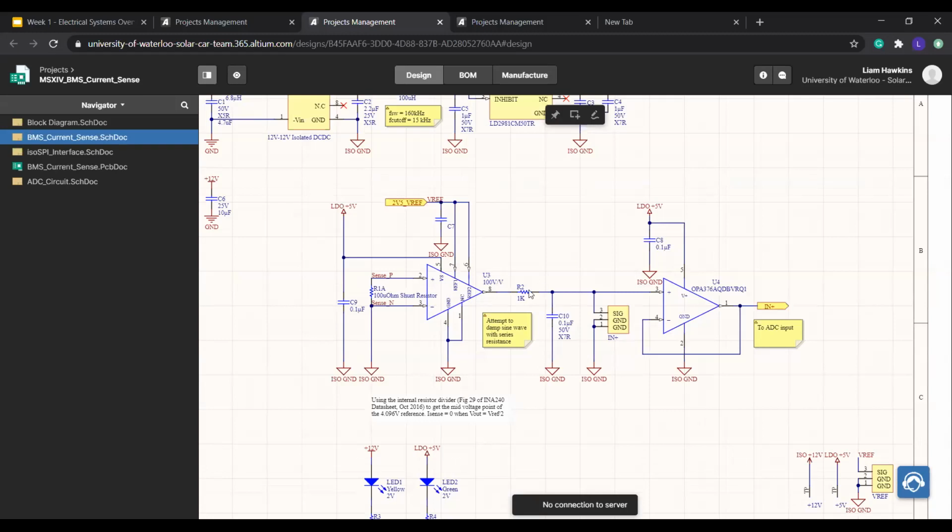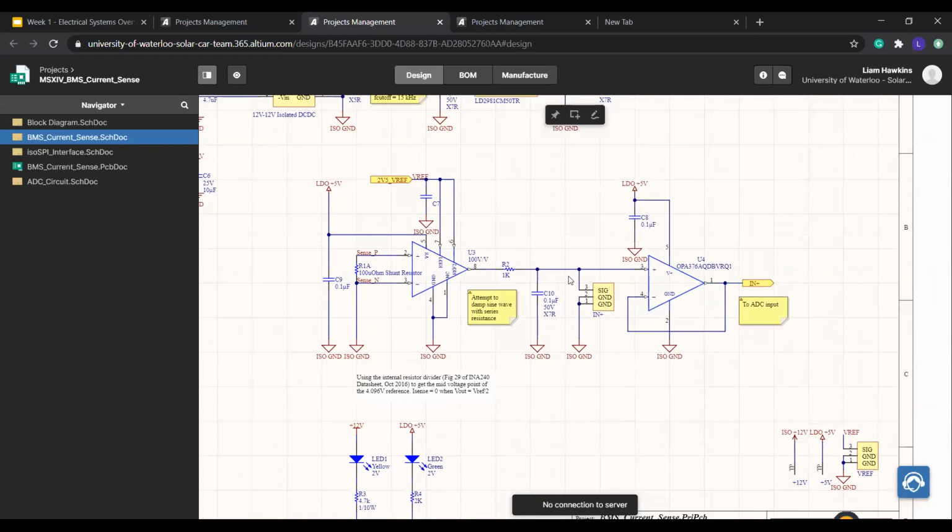And similarly, if the output was a 1 volt signal, then it would actually output a 3.5 volt signal because of the reference. And then this is just a buffer to reduce the impact of any output resistance from here.